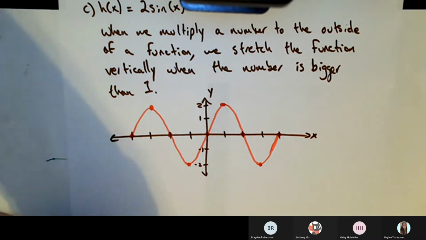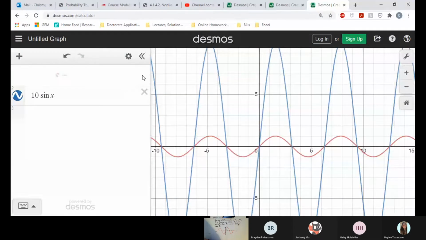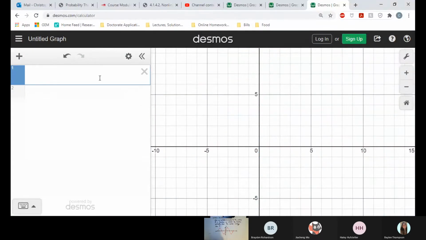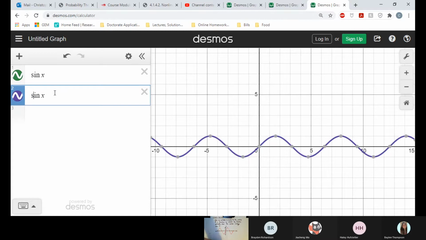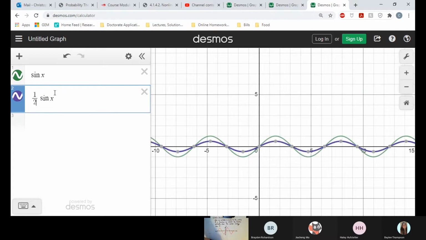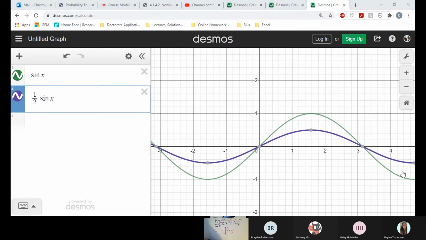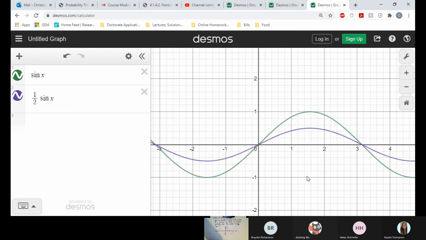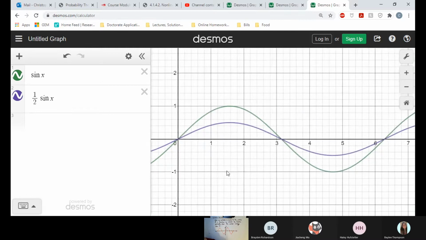For D, E, and F, I think maybe we can just go back to Desmos again. Let's look at 1/2 sine of x. So here's sine of x. What do we expect if I put a 1/2 in front of it? Well, let me zoom in a bit. If we recall from 112, then we know that multiplying by a number on the outside of the function when it's less than 1 squishes the function vertically. So let me label my 0 to 2 pi.